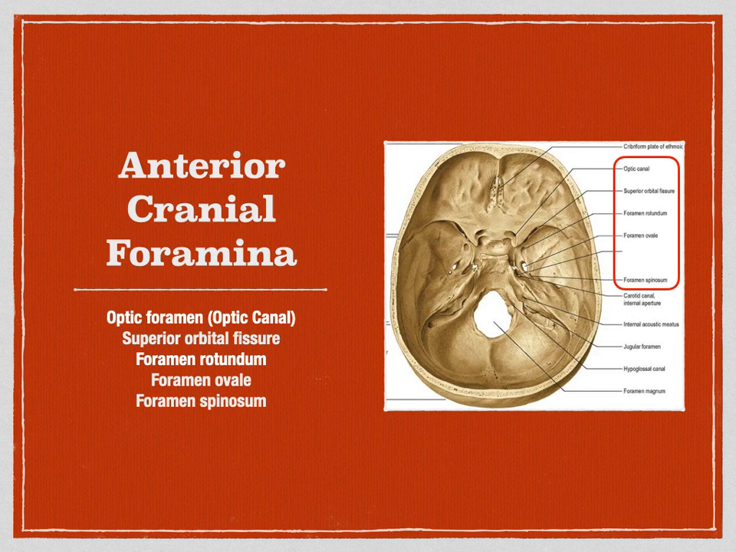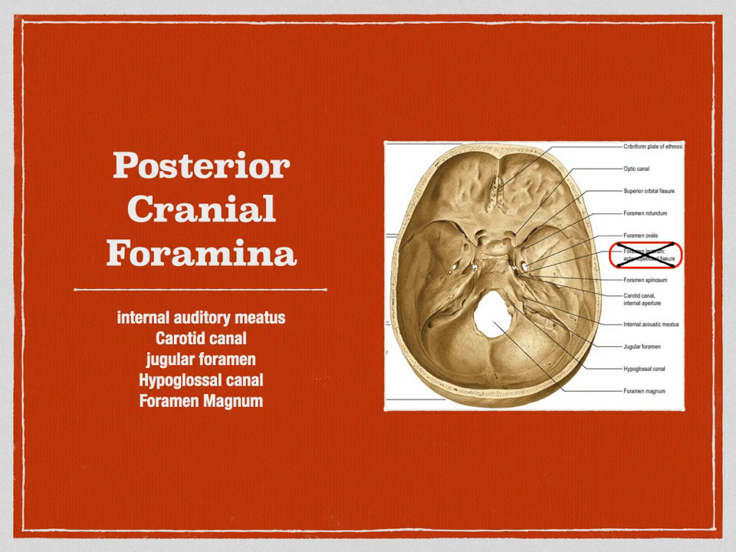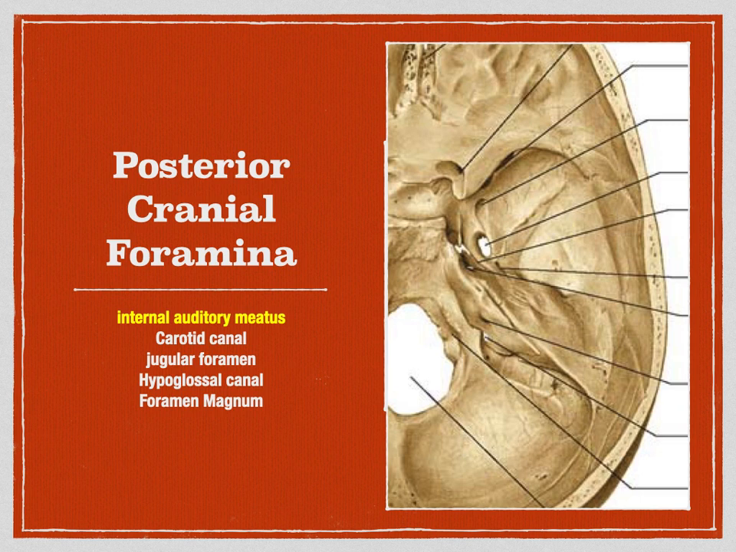Now, there are also 5 posterior cranial foramina. These are sort of from the sphenoid bone posteriorly into the temporal bone and back into the occipital bone. And those are indicated in this picture over here on the right. You see the 5 of them there. And I want to start with the internal auditory meatus. From the name, you might guess that this has something to do with hearing. This hole is in the temporal bone, so let's locate the temporal bone first.